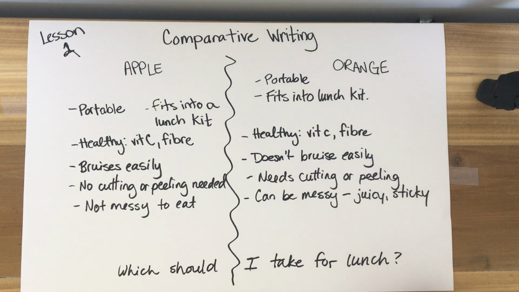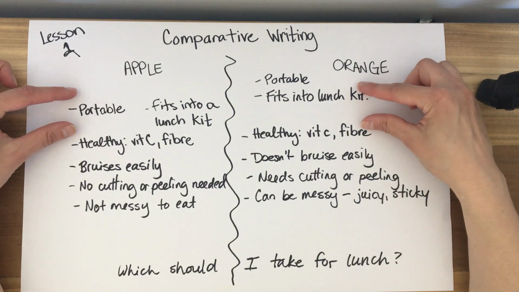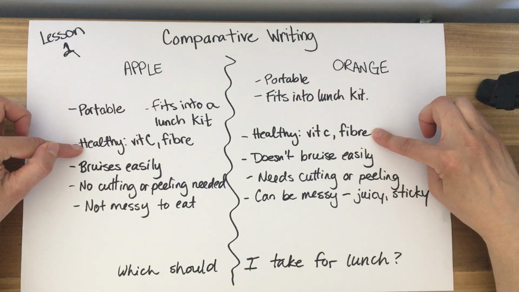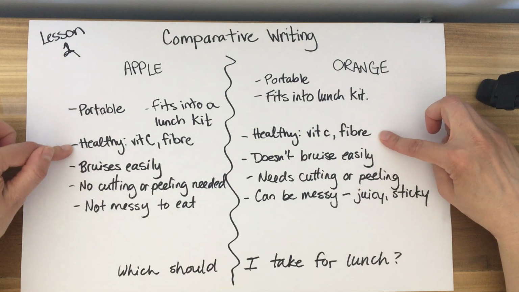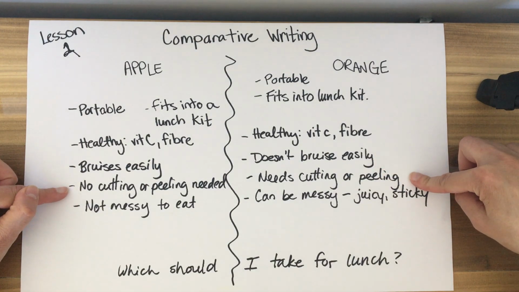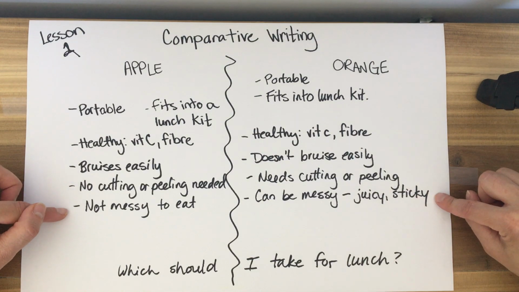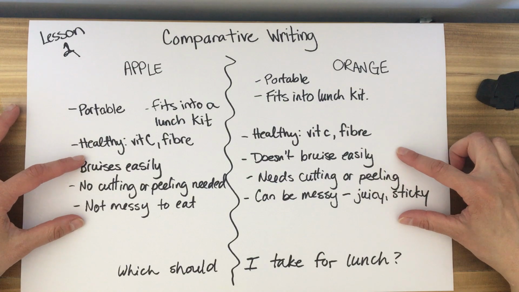Okay. When I look at these, I feel like up here I have a lot of things that are kind of similarities. They're both portable, they both fit into a lunch kit, they're both healthy, they've got vitamin C and fiber. Where it gets interesting in this one is that one of them bruises more easily, one of them needs extra equipment or possibly a bag to hold them in, and one of them is messy and one of them is not. Okay, so here's where the comparison gets more interesting.